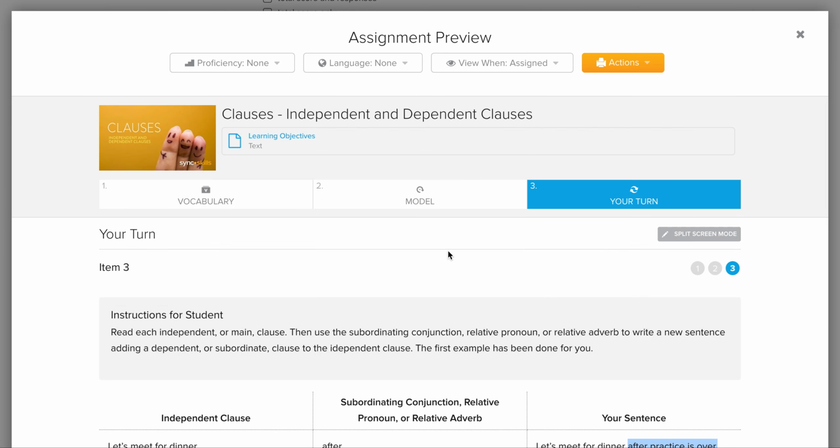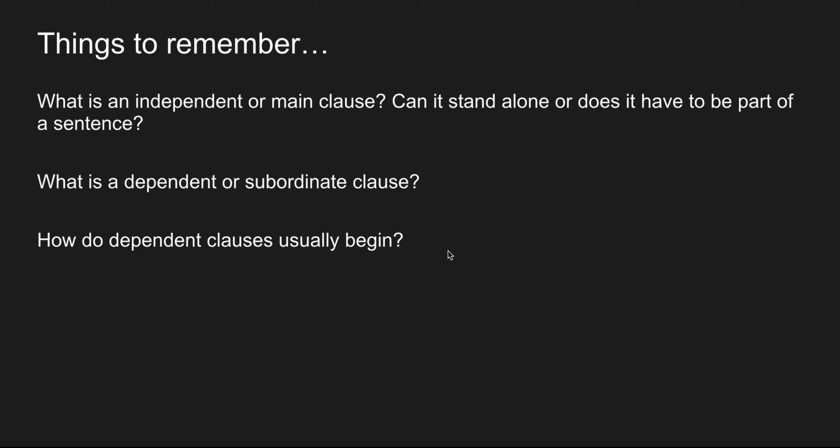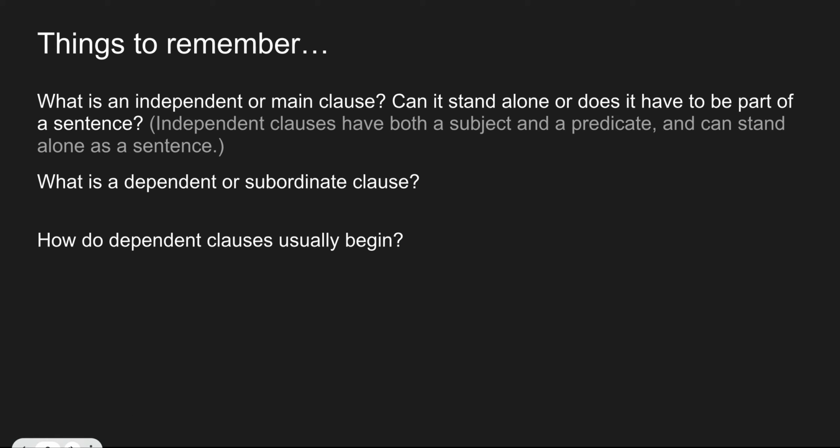All right, let's go ahead and review real quick. Make sure that you have the basics down. So important things to remember. What is an independent or main clause? Can it stand alone, or does it have to be part of a sentence? And the answer to that is independent clauses have both a subject and a predicate and can stand alone as a sentence. You can put a period at the end of them and they make perfect sense as a complete thought.